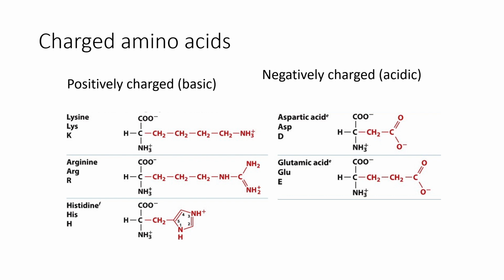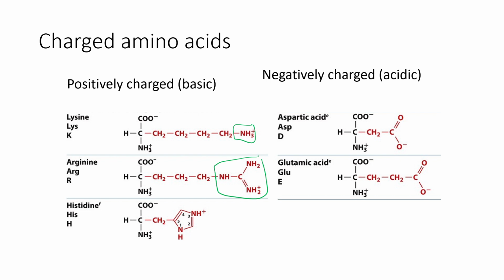Starting out with our positively charged ones, we have lysine, which is a long hydrocarbon chain that has that positively charged amine group at the end. Next, we have arginine. Arginine has this guanidino group over here, and one of its nitrogens is able to be positively charged, and that gives it the basic property. These two basic amino acids, lysine and arginine, are almost always charged at physiological pH because their pKa's are relatively high.